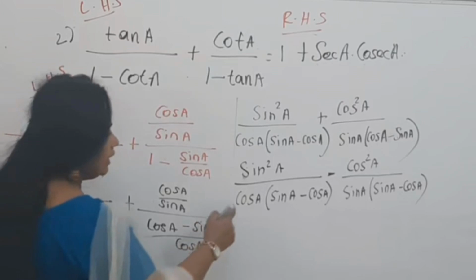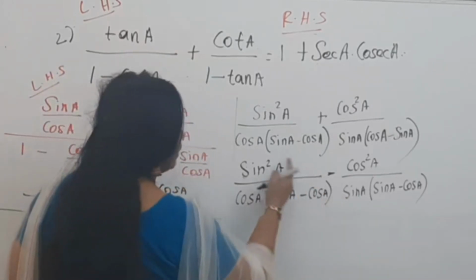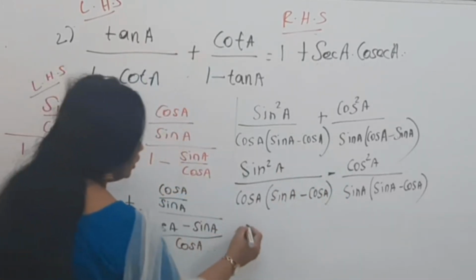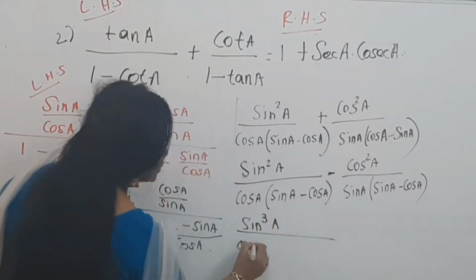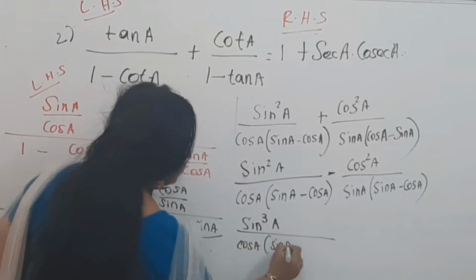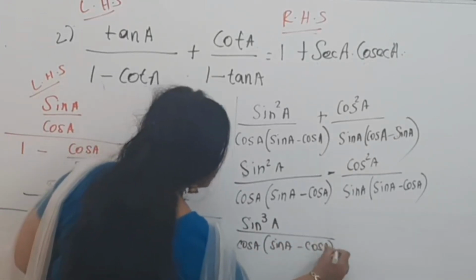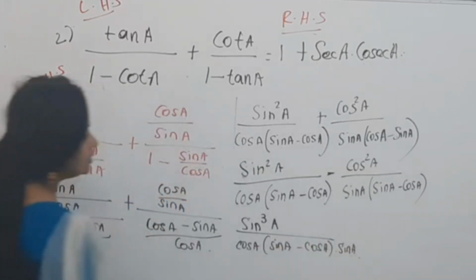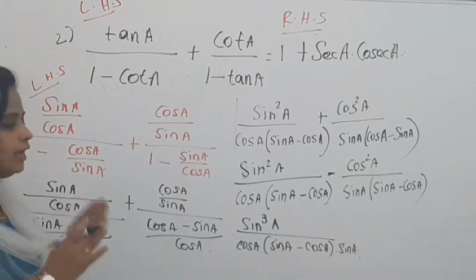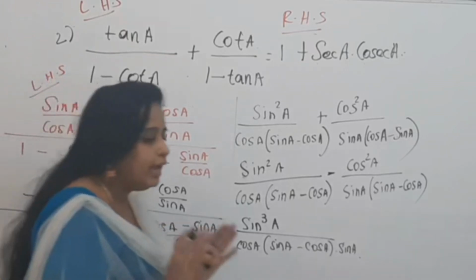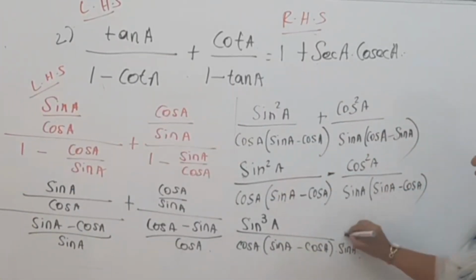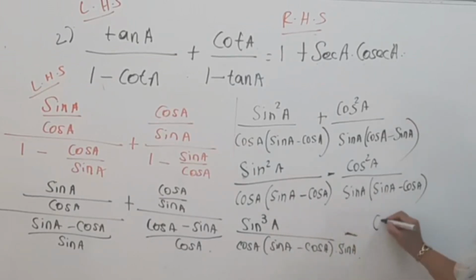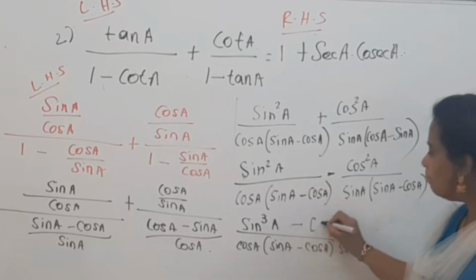Now I take the LCM. This is the same, so I have to multiply with the sine and this with cos. So that becomes sine cube A divided by cos A into sine A minus cos A into sine A. Hope you understand the LCM is sine A cos A into sine A minus cos A. That is the LCM. So I just multiply this side by sine A, and this side I multiply by cos A, that becomes cos cube A. So now I write it all together, minus cos cube.